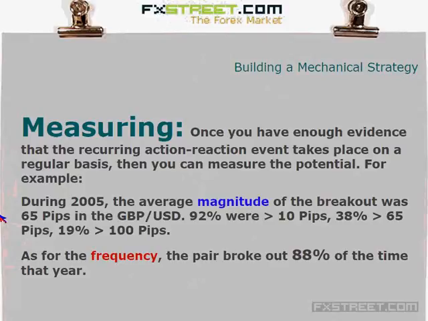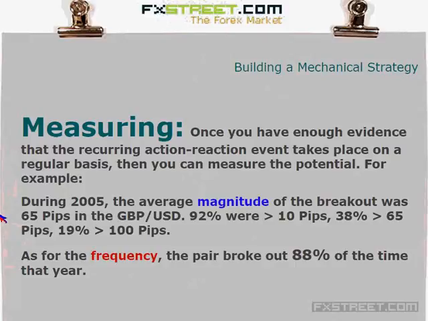As for the frequency, how often it happens, the pair, in this case the sterling dollar, broke out 88% of the time that year in 2005. So we have a frequency of 88%: 88% of the trading days you see a breakout.